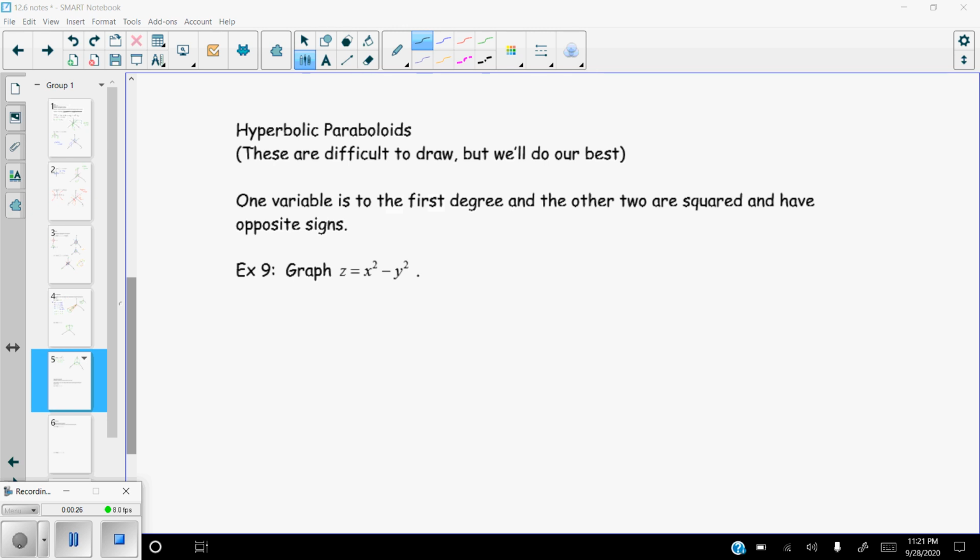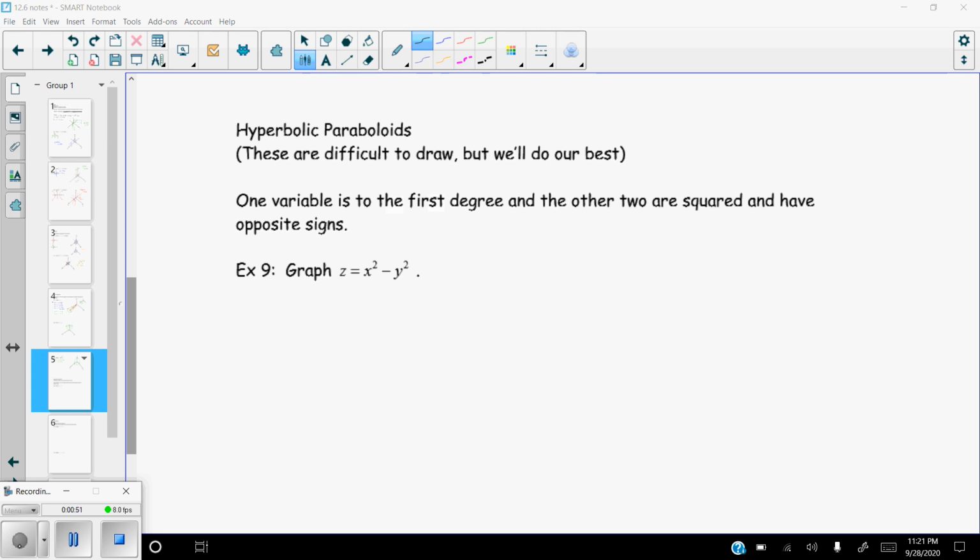And it says here these are difficult to draw, and they are. It says we'll do our best. I'm not even going to try. You can give it your best shot if you want to. See if you can sketch what this thing looks like. The one thing I am going to do, however, is sketch the traces for us. And then I'm going to cheat a little bit because I already have a nice drawing of this, which I didn't actually draw. It was kind of a computer thing.